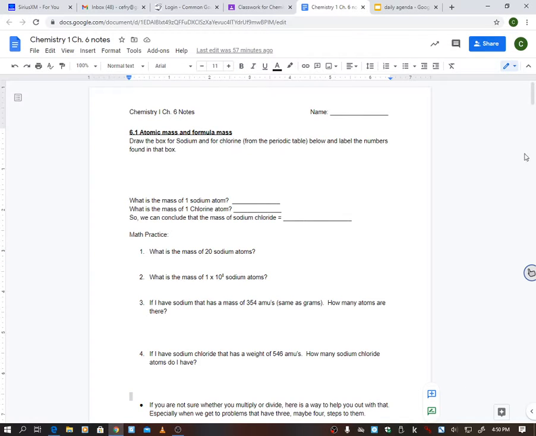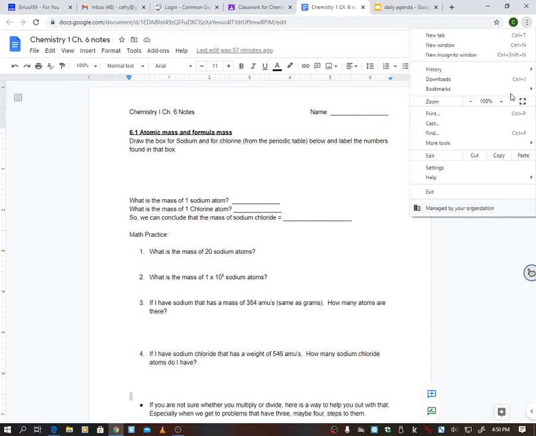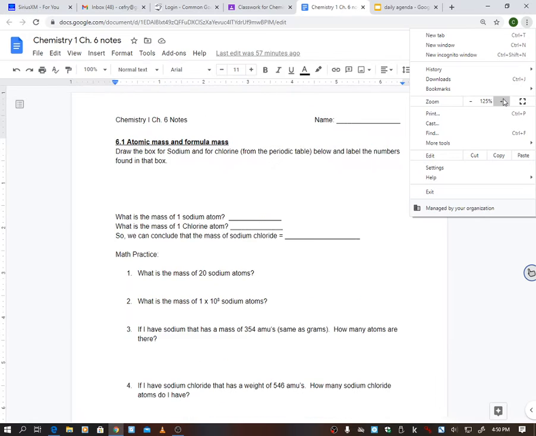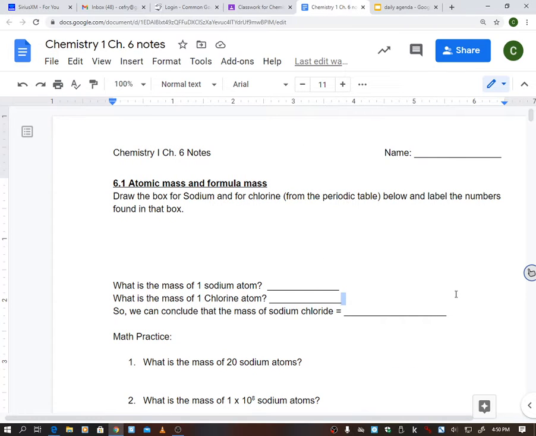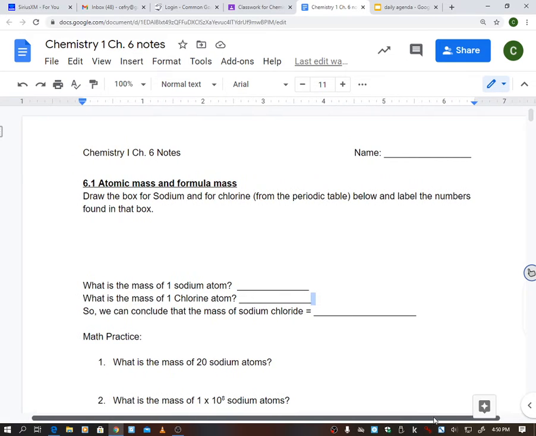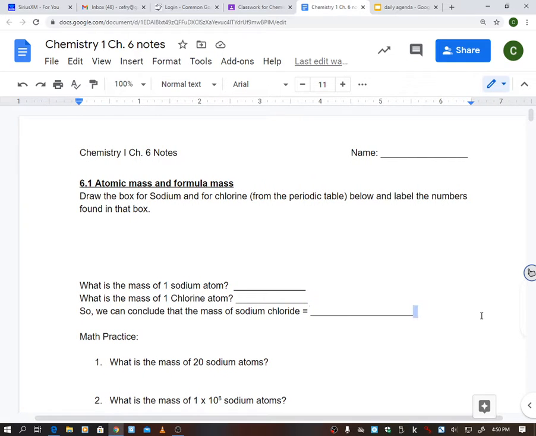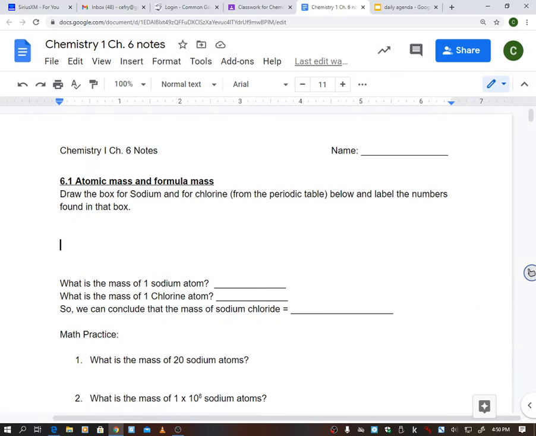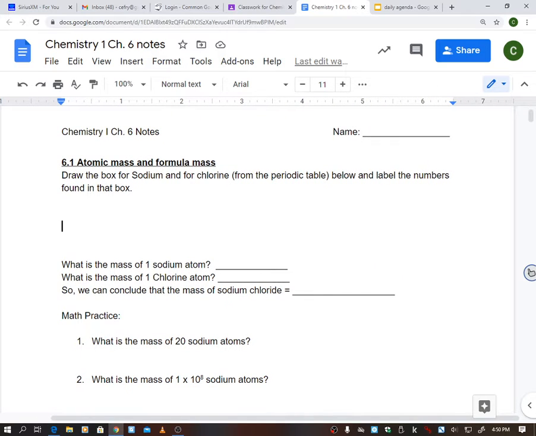Alright guys, so today we are going to be starting chapter 6. We're going to be really heavy on math, and it can be a little tricky. These can be some of the harder chapters in chemistry because of that math. So if you are struggling or need anything at all, just let me know and I'll help you out with whatever you need.